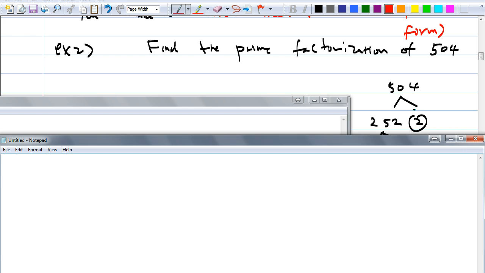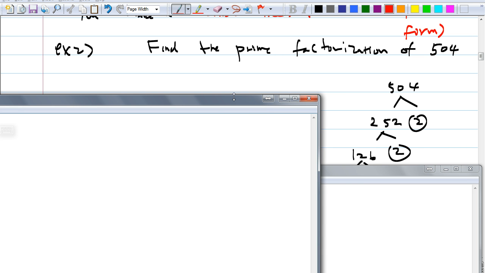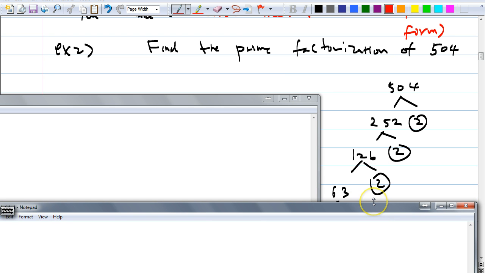Again, it's an even number. Guess what has to go in? 2. So 2 times 126. Yes. Then again, I put a circle around 2 because that's my leaf. That's when I stop. 126, again, is an even number. Guess what goes in? 2. 63 times. 63 is not an even number. Uh-oh. So what must go into 63?